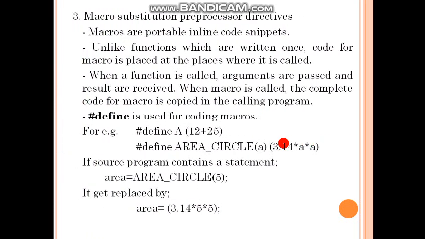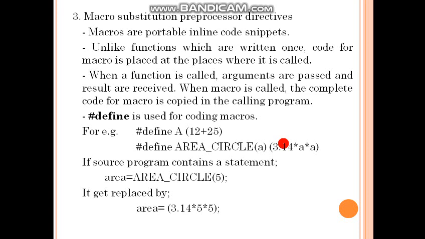And the third one is the macro substitution preprocessor directive. Macros are portable inline code snippets. Unlike functions, which are written once, the code for a macro is placed at the place where it is called. When a function is called, arguments are passed and the result is received. When a macro is called, the complete code for the macro is copied into the calling program. Hash define is used for defining macros.